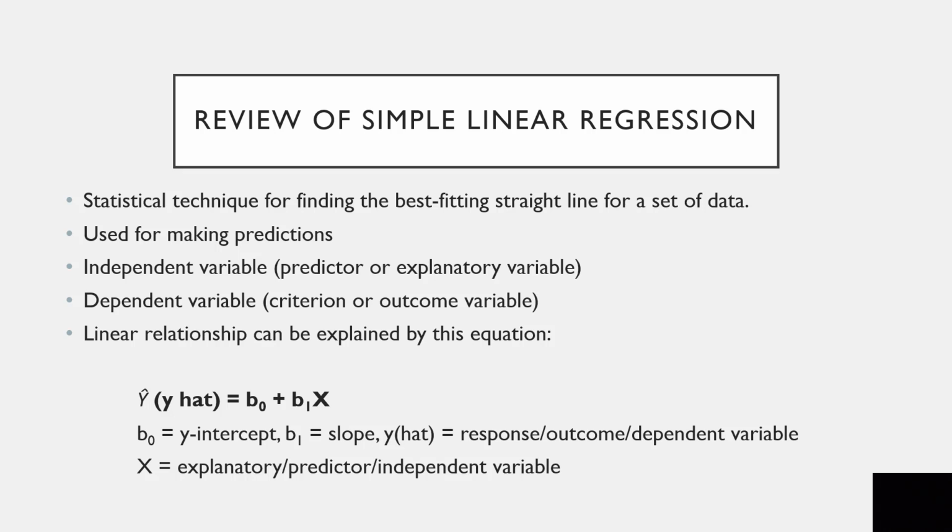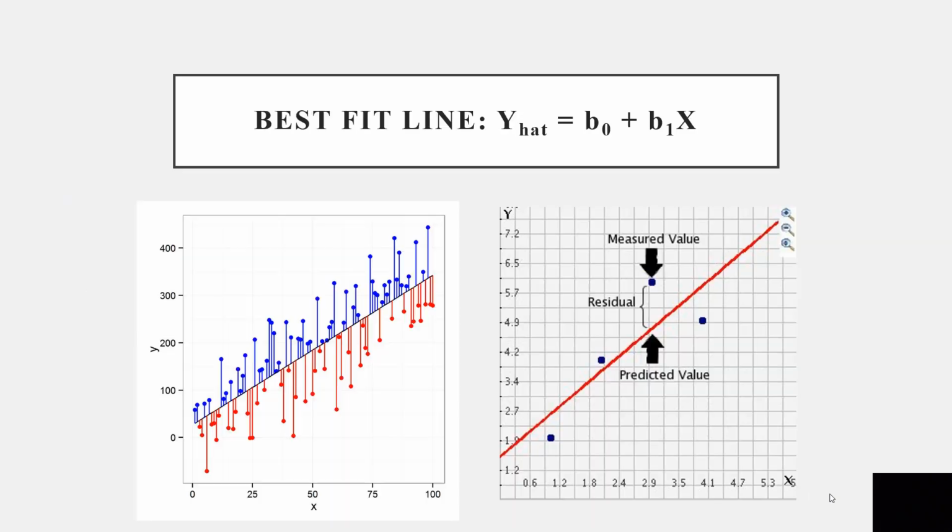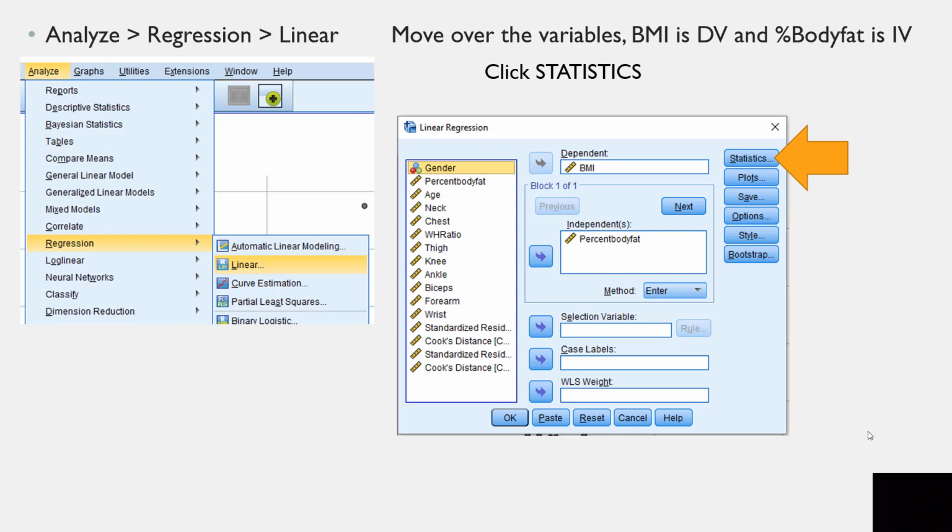The linear relationship can be explained by this equation, which we're familiar with. Y hat is equal to beta naught plus beta 1x, where beta naught is the y-intercept, beta 1 is the slope, y hat is the outcome variable, and x is the explanatory predictor or independent variable. Remember the best fit line through a set of scatter points. We try to minimize the distance between each point and the fit line. This distance is called a residual, also called error.